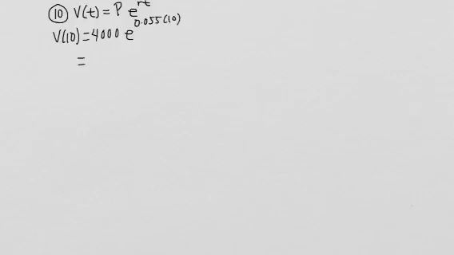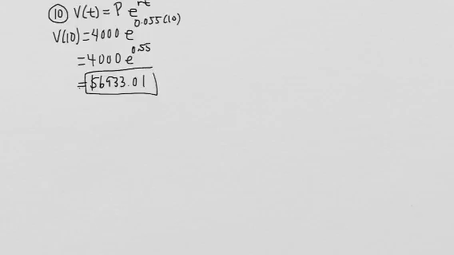So you simplify that to 4,000 e to the 10 times 0.055. Input it into your calculator. And again, if you do it properly, you will get $6,933 and 1 cent. Okay, so that's what you have in 10 years.